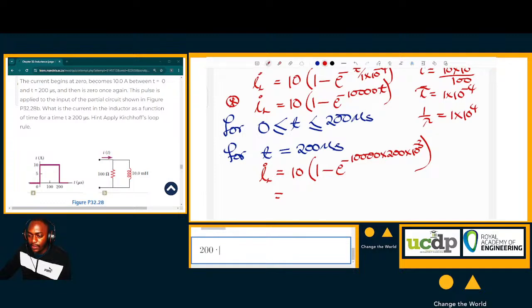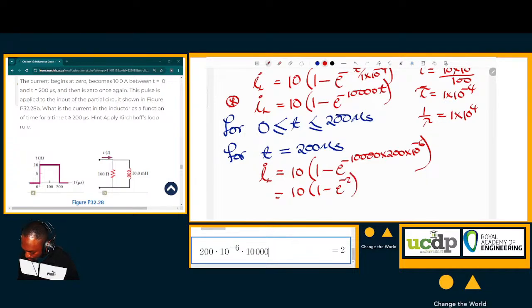200 times. Oh, it's micro. I'm putting milli instead of micro. You missed that as well. That's 200 micro, that's negative 6. No wonder. So 200 times 10 to the power of negative 6 times 10,000, we get 2, which means this expression reduces to 10 times (1 minus exponential negative 2).